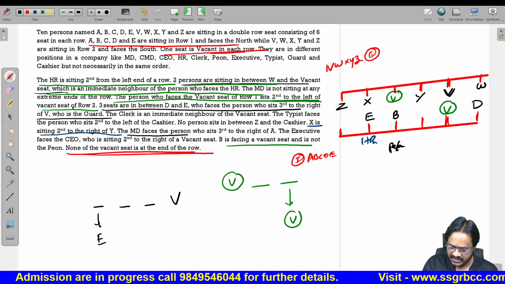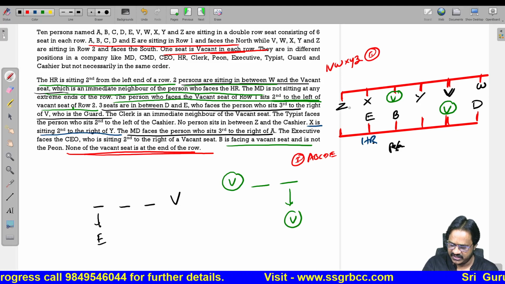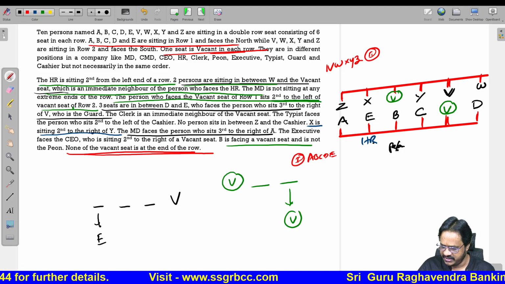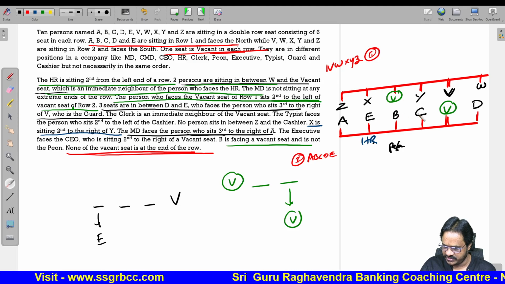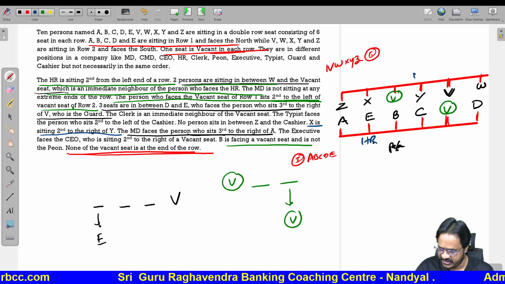Now, MD faces the person who is third to the right of A. So definitely, third to the right of A means here only we should write A. Here it will be C. Who is third to the right of A? C. Opposite C we will have MD.